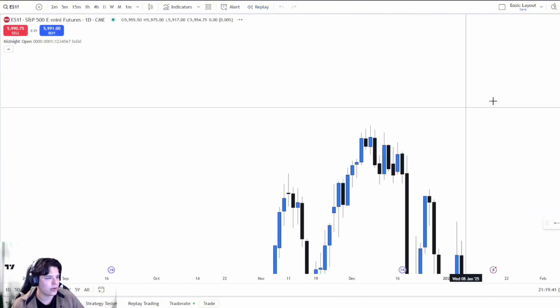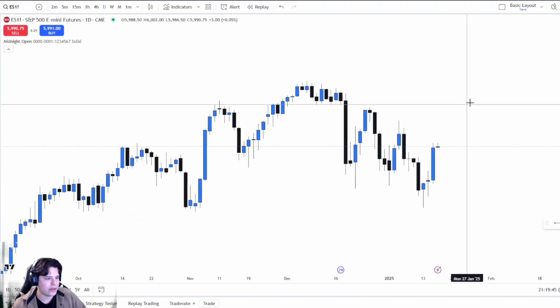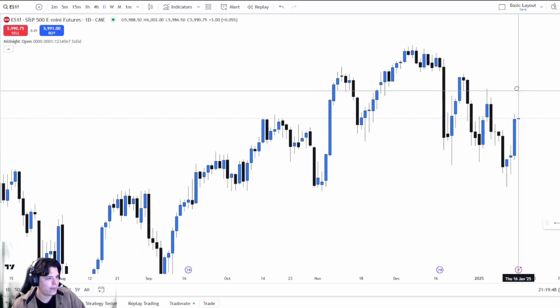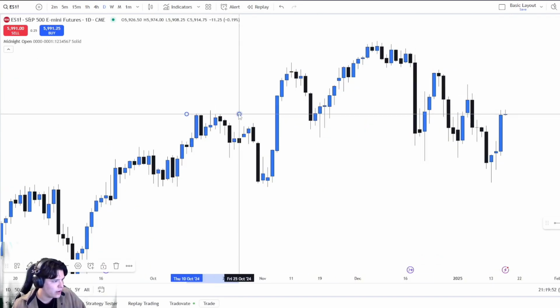So now I'm going to go off replay and let's continue to find some examples on the daily time frame here. We have another example right here. We have a high that gets put in and then it gets swept out right here.